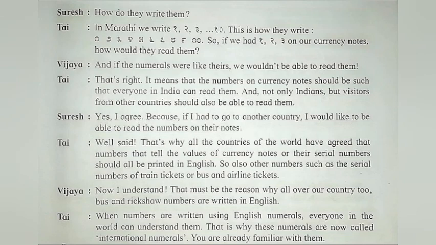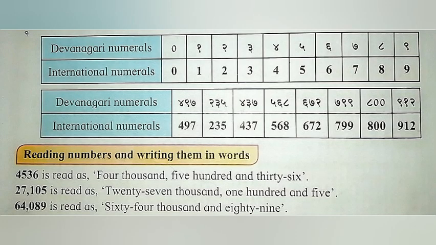So that is why these numerals are now called international numerals. We all are familiar with these numerals. Here we are given two tables: Devanagari numerals and international numerals. In the first table, 0 to 9, and in the second table they have given a few 3-digit numbers. And below that, reading numbers and writing them in words, which are all in English. These are simply examples for you to know better. This chapter was really easy.